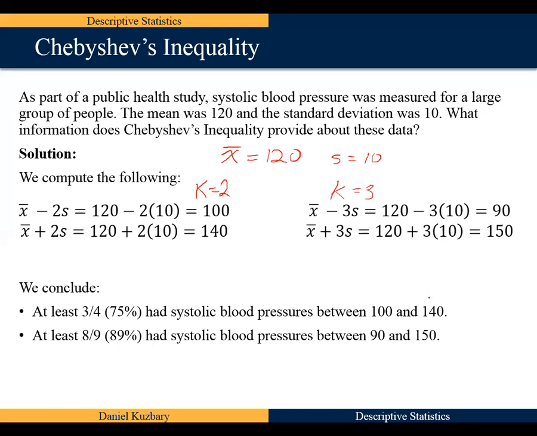Once you get those numbers, you can write some nice sentences. This comes from the rule on the last slide, where it says at least 3/4. So this is when we're doing k equal 2. At least 3/4 had systolic blood pressure between 100 and 140. So this is like saying within 2 standard deviations from the mean. These are 2 standard deviations from the mean. This is the k equals 3 one. At least 8/9 had systolic blood pressures between 90 and 150. You could also say this is within 3 standard deviations from the mean.